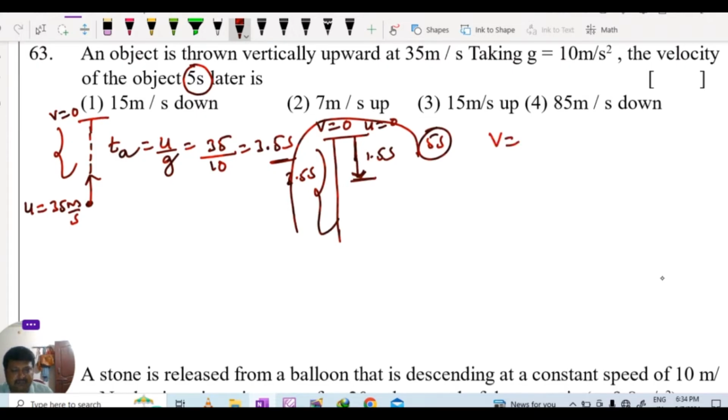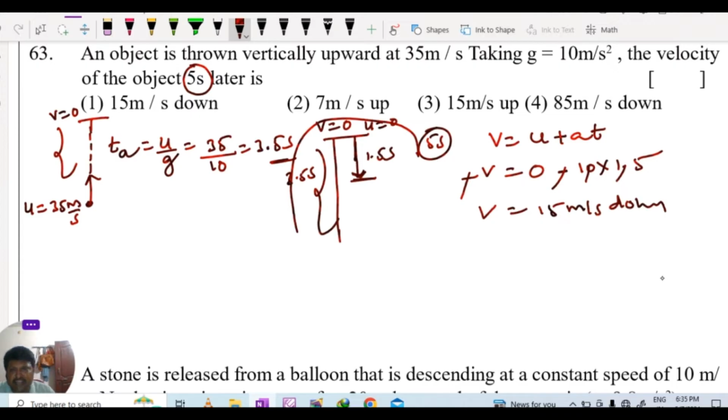Use the first equation of motion, v equal to u plus at. Here u equal to 0, a is equal to g. In the place of g, write 10 meter per second square. Actually, this is minus 10 meter per second square. Time is 1.5 seconds, and this velocity is in the downward direction. Remember, this is also taken as minus. So minus minus gets cancelled. V is equal to 15 meter per second downwards. So option 1 is the right answer.